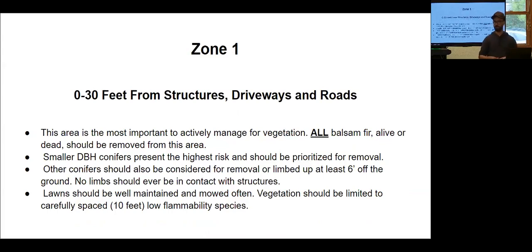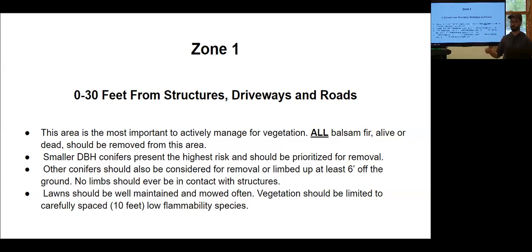So after the home zone, this is where we want to talk about what to do with the trees on our land. The first zone that we want to talk about is 0 to 30 feet from our structures and our roads, our access, all the things I outlined earlier. This is the area where you want to heavily manage your balsam and other tree species on your properties. The reason that 30 feet is identified as this zone is, imagine a wildfire is actually on your property, a pretty big one.